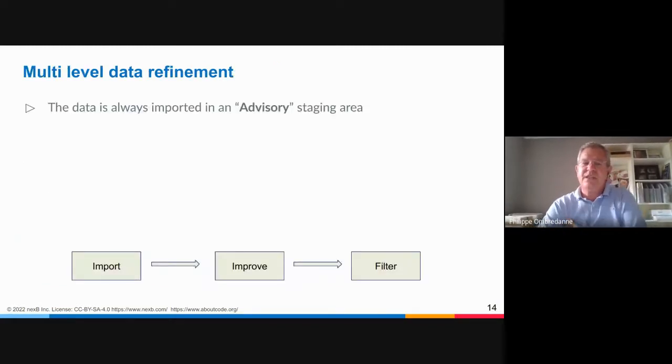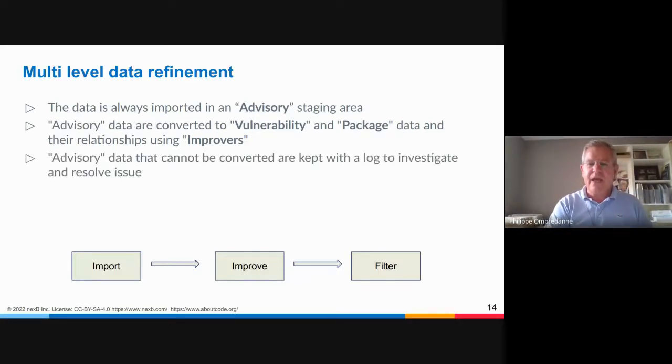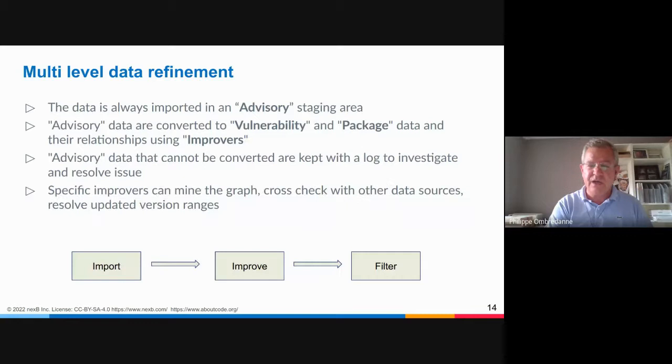The way we work is by applying multiple levels of data refinement. We start by taking essentially the raw data that comes from a data source in a staging area. And then we parse and make sense of it, and we convert that to vulnerability and package data and how the two relate together, using something we call improvers. And we're keeping on the side things that we cannot improve on and make sense of, so they can eventually be investigated later on and used to resolve any issue. And then specific improvers can also mine the graph, cross-check with other data sources, for instance, validate if a package really exists, or use the set of known packages to resolve the version ranges.